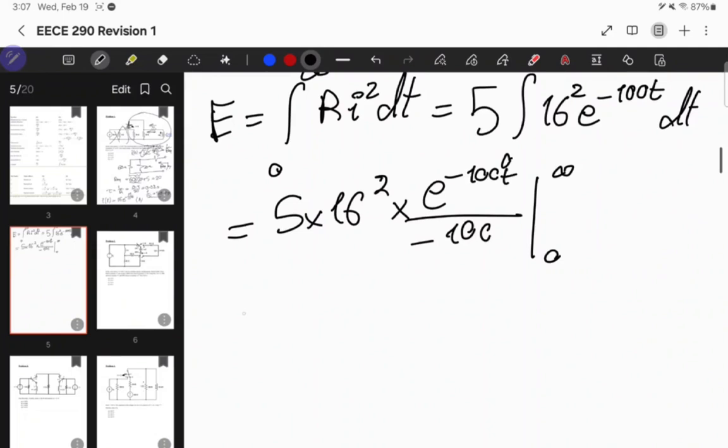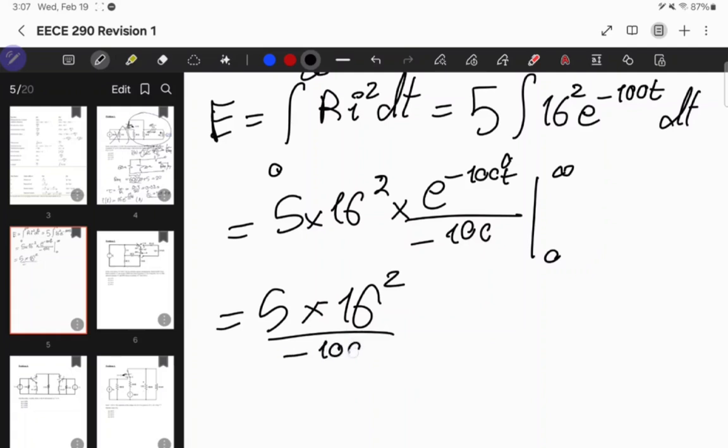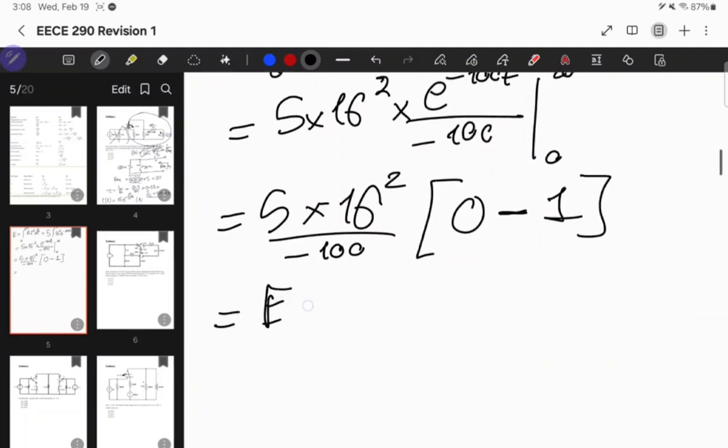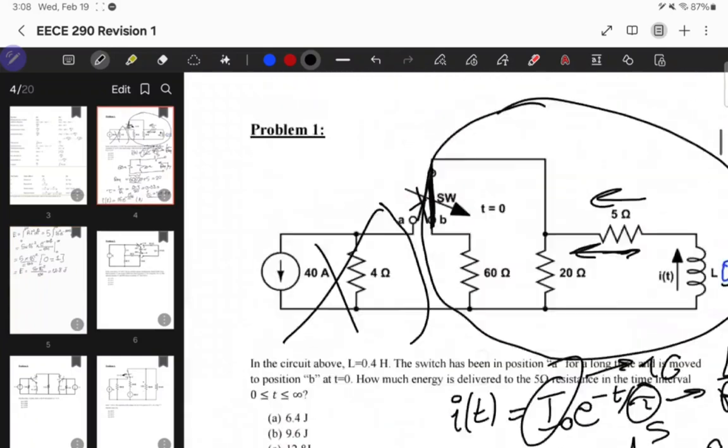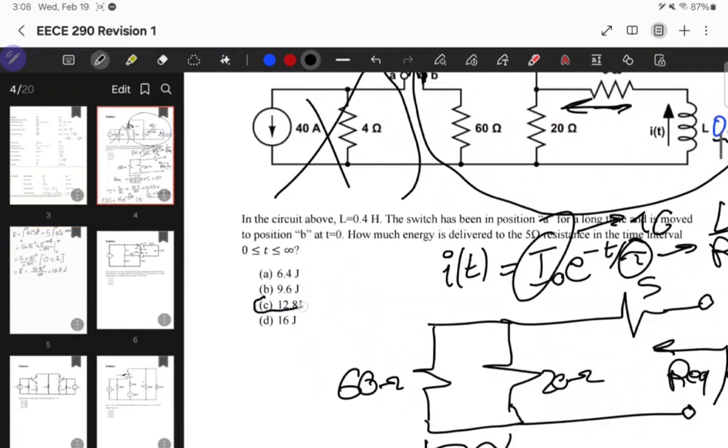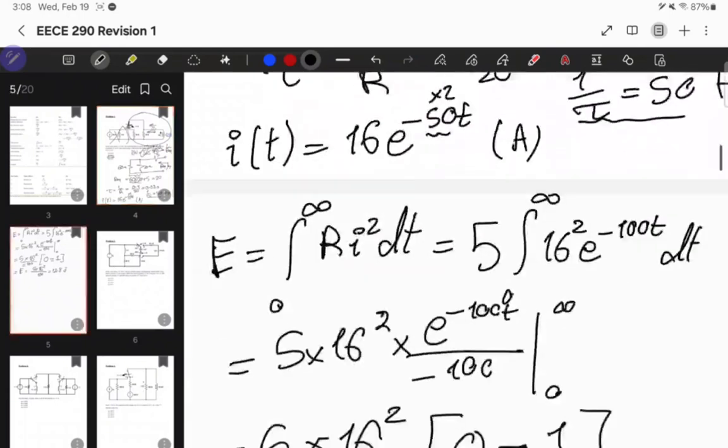If we evaluate the boundaries of this integral, we find 5 times 16 square over minus 100, and the exponential at minus infinity is 0, and the exponential at 0 is 1, so minus 1. This minus and this minus will cancel, so the total energy is 5 times 16 square over 100, which is exactly 12.8 joules. We found this energy, and here 12.8 joules, which is answer C.